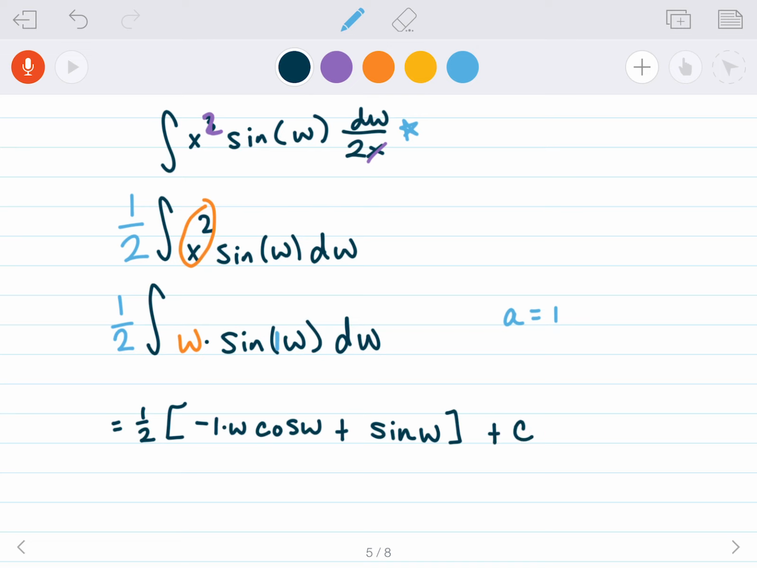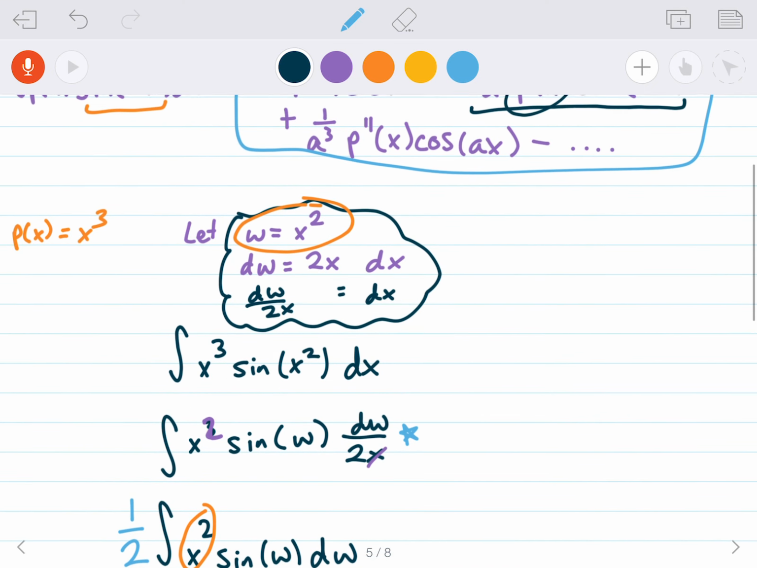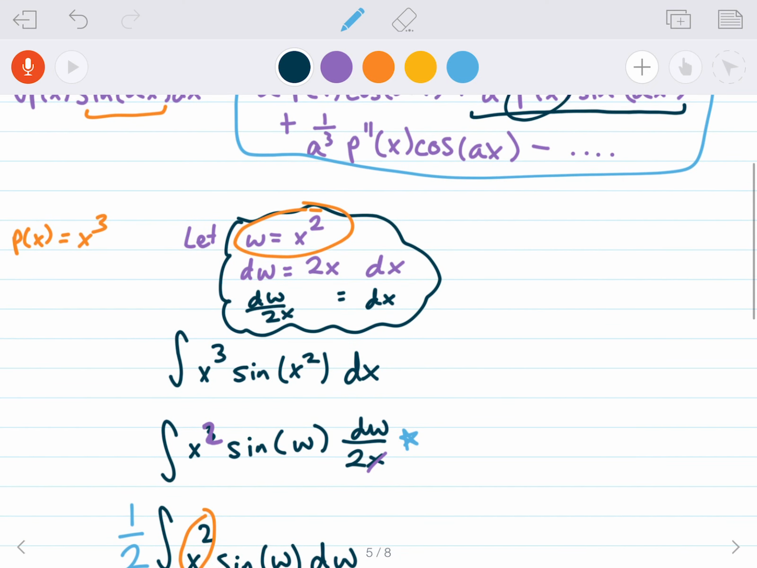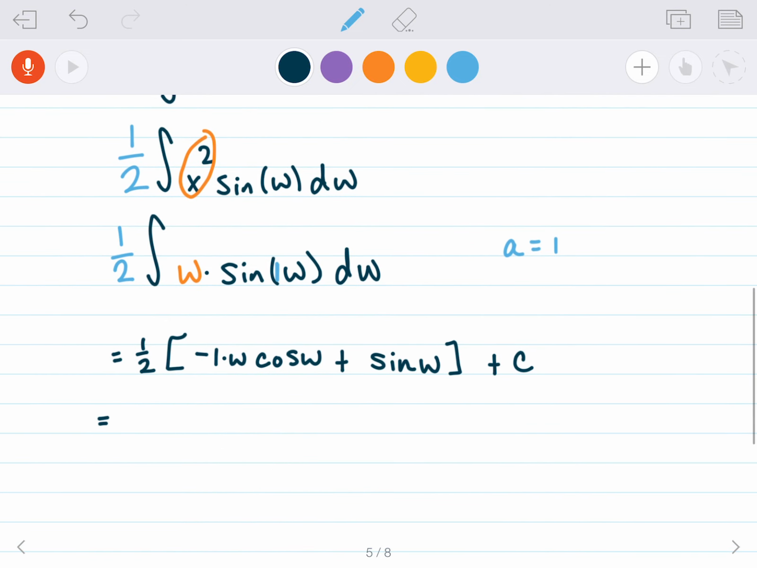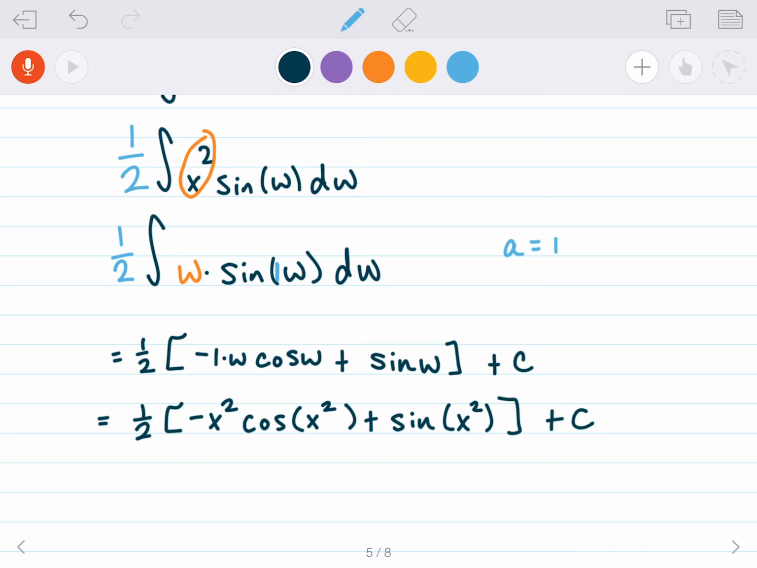Okay, our last step is to just substitute in our w. So originally we called w x squared. And that is our final answer here.